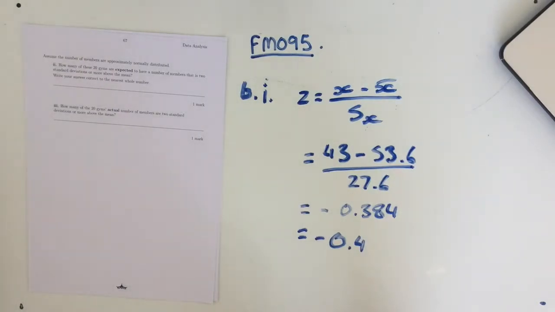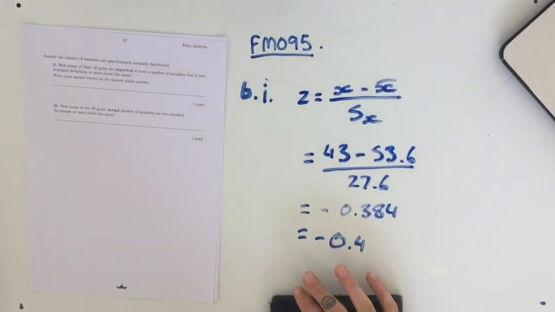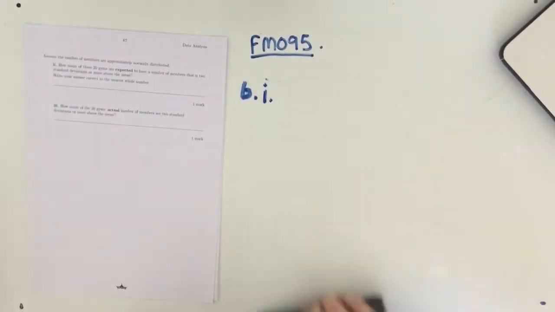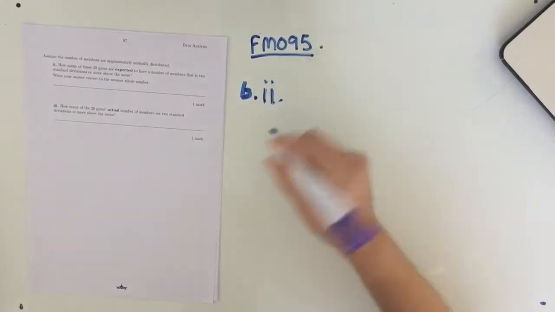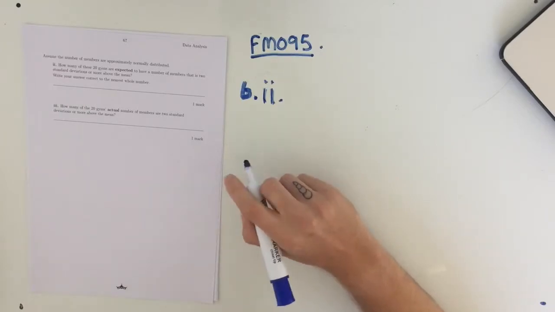All right, on to the next question. It says, assume the number of members are approximately normally distributed. How many of these 20 gyms are expected to have a number of members that is 2 standard deviations or more above the mean? Write your answer correct to the nearest whole number. This is part II.